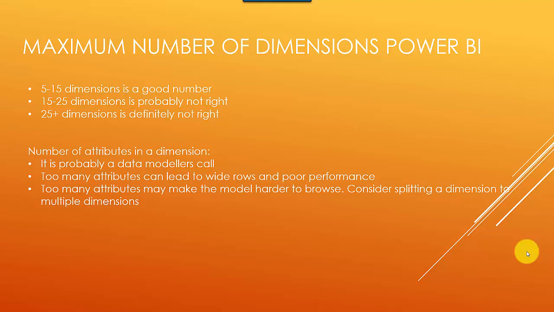Also, it's very hard for the users to browse the data model. So in this case, you might want to split a dimension into multiple dimensions. That's a good way to go, and it makes models slightly more usable.